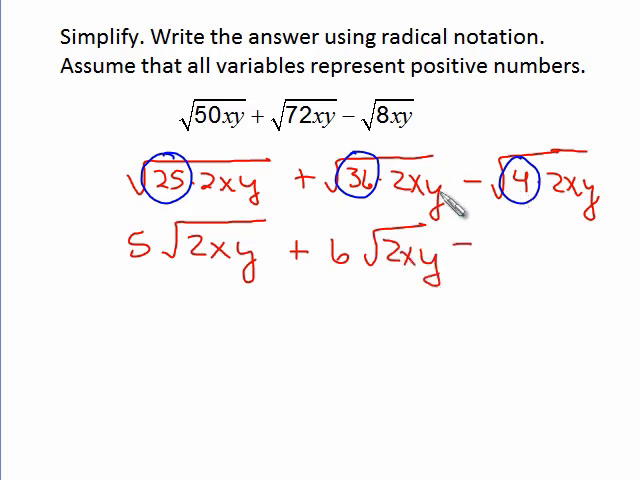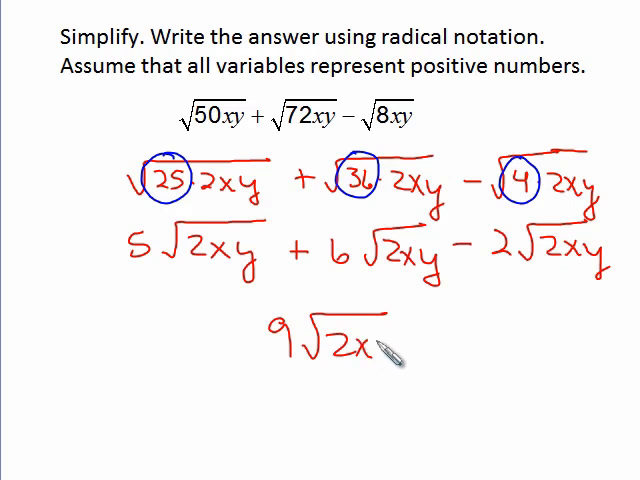And then finally, I have the square root of 4, which is 2, and I still have square root of 2xy left. And now when we look at these, we see I have like terms. So I have 5 square root of 2xy's plus 6 more, which will give me 11 of them. But then I have to take away 2 of them, giving me 9 square root of 2xy.